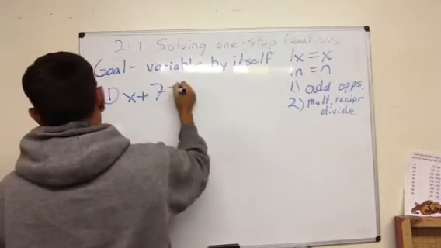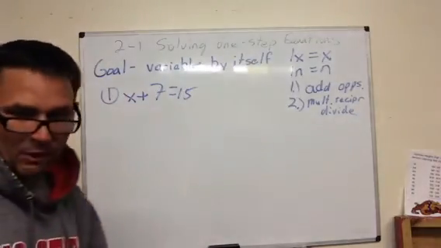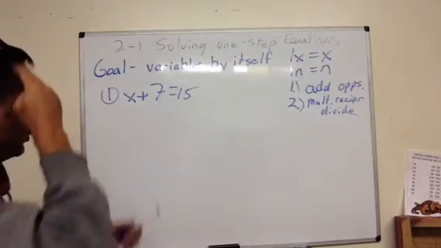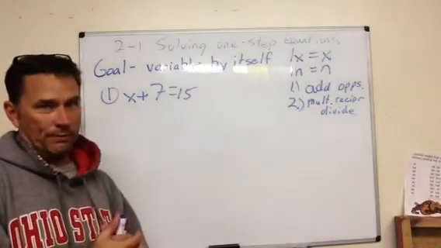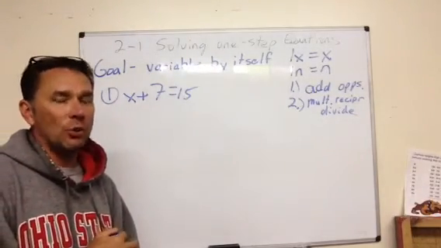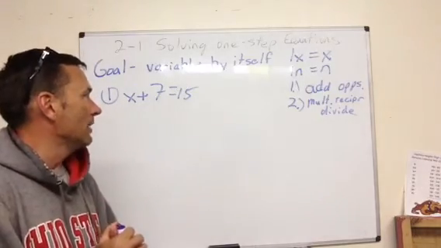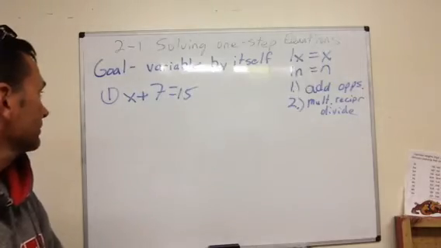We have x plus 7 equals 15. Now, many of you can do this problem in your head. You know what the answer is. You know what? Whoop-de-doo. I don't care that you know what the answer is. I want you to know how to solve it by either adding opposites or multiplying by the reciprocal or dividing.